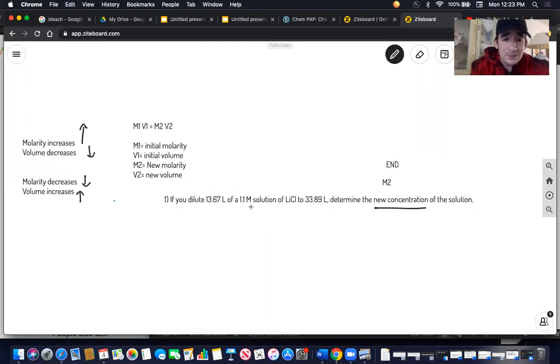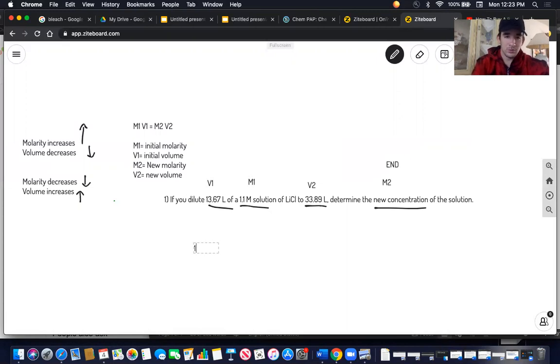It gives us 3 things. It gives us V1, our initial volume, it gives us M1, our initial molarity, and it gives us V2, our second or new volume. So now we've got to plug these in and find M2. So let's go ahead and do that.